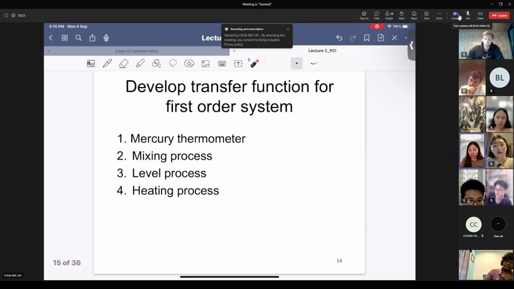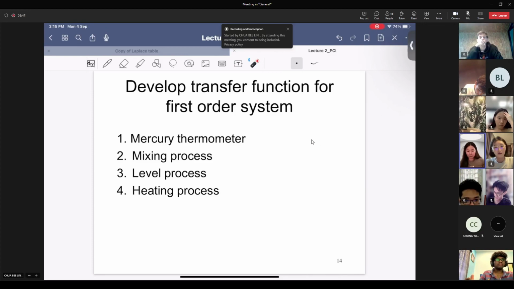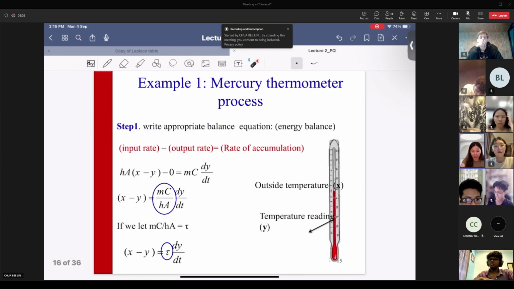Okay. Develop a transfer function for the first order. Now we are going to start to derive the equation for the first order. So we have example 1, which is the mercury thermometer process. I need you to actually solve this one together with me. We will have a few examples, so we cover this example first. Okay, so this is example 1, mercury thermometer process.